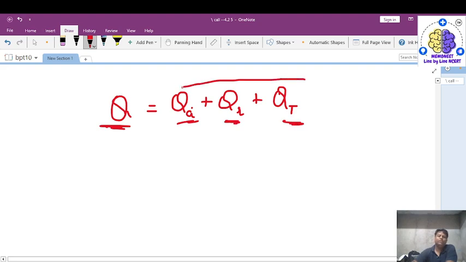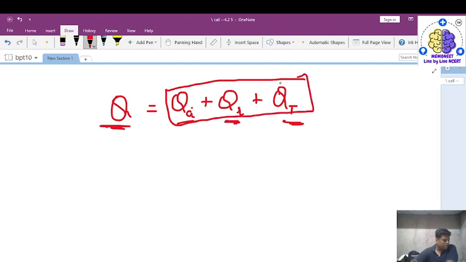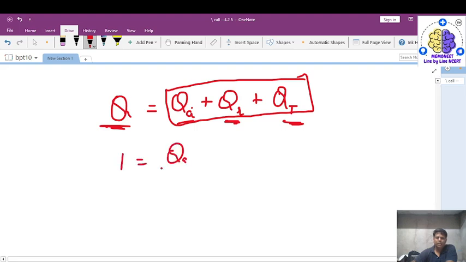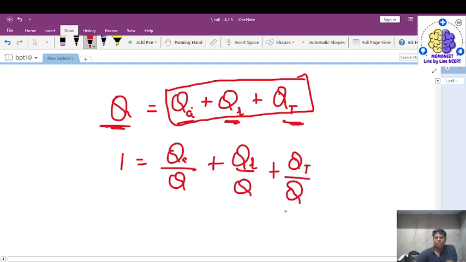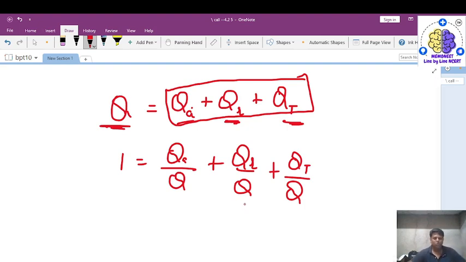And the sum of all these three gives you the total heat supplied to the body. Now, if I divide this by Q on both sides, it becomes 1 equals QA upon Q plus QR upon Q plus QT upon Q, right?